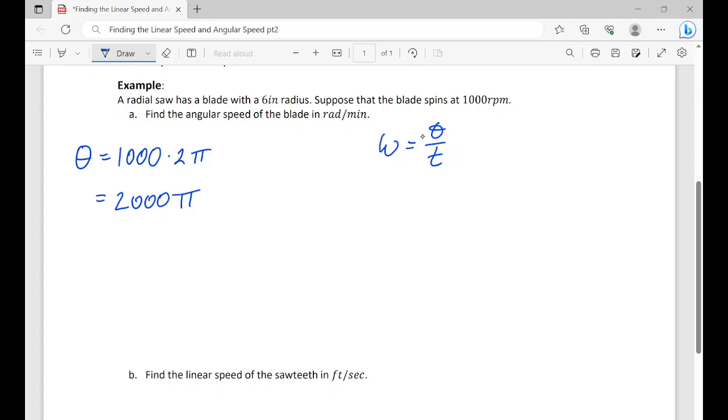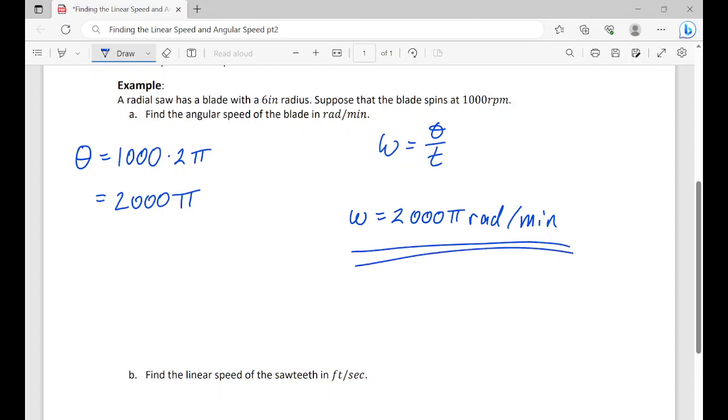And again, we need to find what the angular speed is, and since it's already in revolutions per minute and it wants radians per minute, omega is just 2000 pi radians a minute. That is the angular speed of the blade.